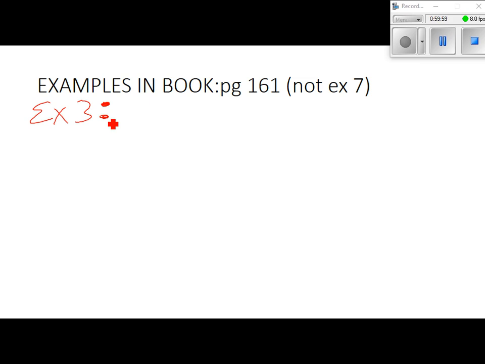Another performance will be scheduled if the first one is sold out. Let's write that as an if and then statement. How are we going to write it? If what? Sold out. If sold out, then another performance scheduled, right?